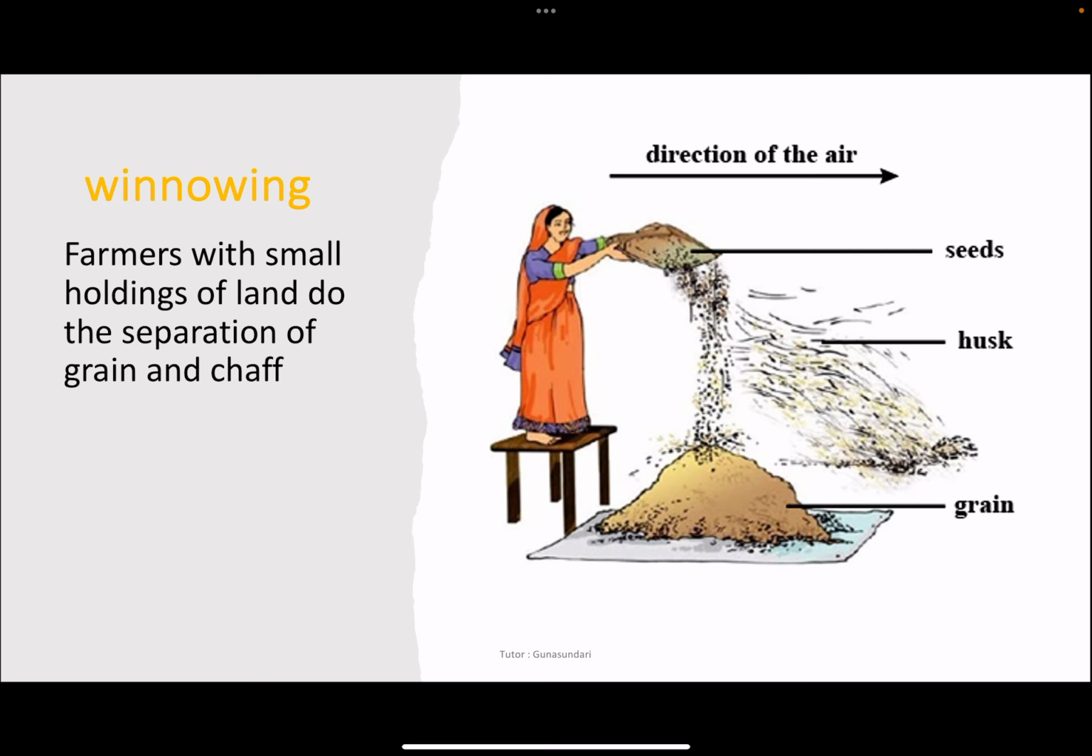Next one, winnowing. So this is a traditional or older method. You can see it in the village side and all. Still they are following this older method, where the lady is standing on top of the table and she is winnowing the seeds. All the seed grains are present here. So she is winnowing, and in the direction of the wind, all the husk, that is the unwanted part, the outer layer of the grains, along with the dust particles will go off, and the grain that we require will be collected down. So this is called the winnowing method.